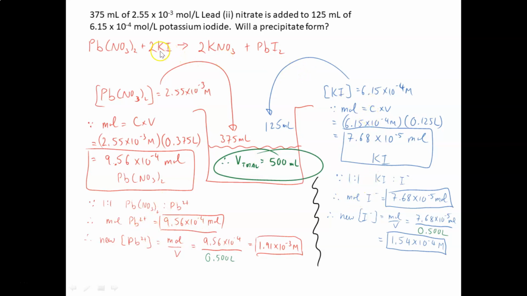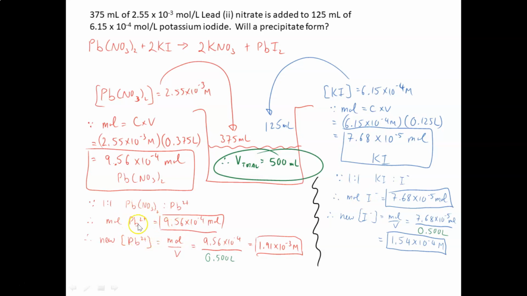Same thing on the other side with the potassium iodide. Again, I don't need the whole potassium iodide. I just want the iodine component. So we're going to find out how many moles of iodine are floating around in solution. For every 1 potassium iodide that breaks up, 1 iodine is released. Thus, it's a 1-to-1 ratio. So if this is how many moles of potassium iodide I have, this is how many moles of iodine ions I have as well. But again, we can't use moles. We have to use moles per liter when we punch it into our QSP expression.